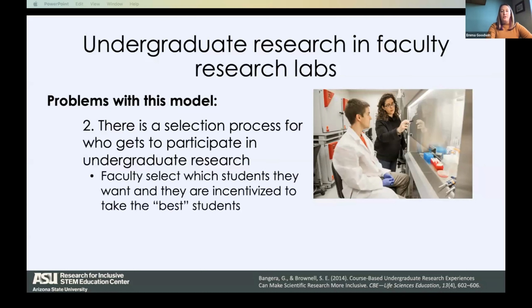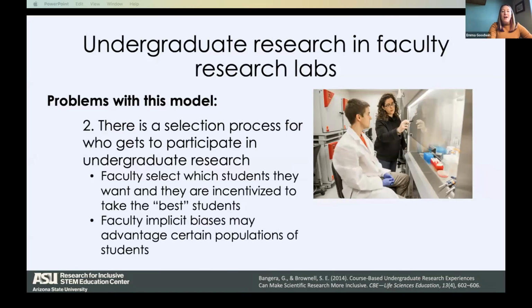And there's also the issue of selection bias from faculty, because faculty are incentivized to take the best students who are going to be the most productive researchers, who are going to go on to grad school or med school. And faculty implicit biases may advantage certain populations of students. So we know faculty are more likely to respond to emails from white sounding names compared to black sounding names. There's research that faculty perceive men as more competent, hireable than women candidates.